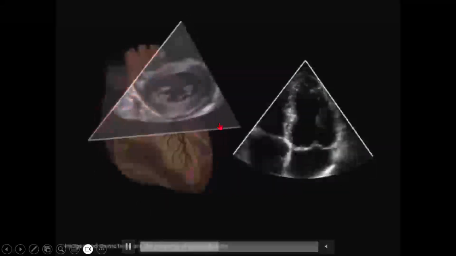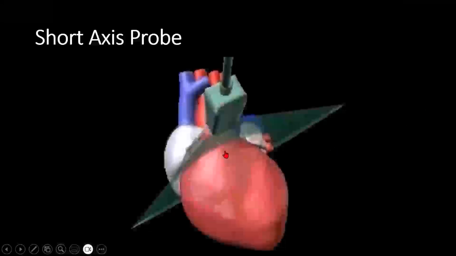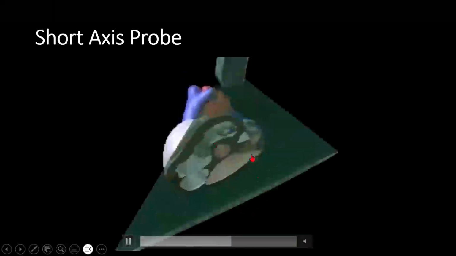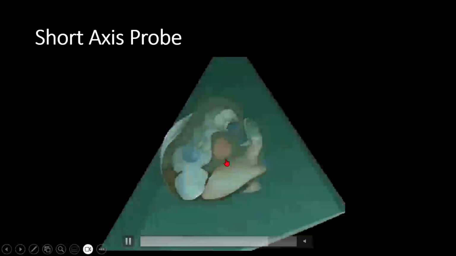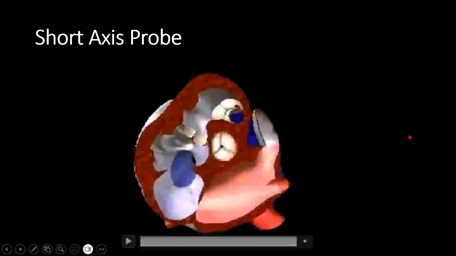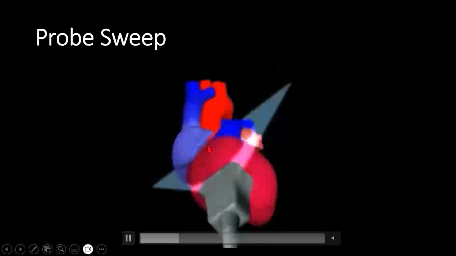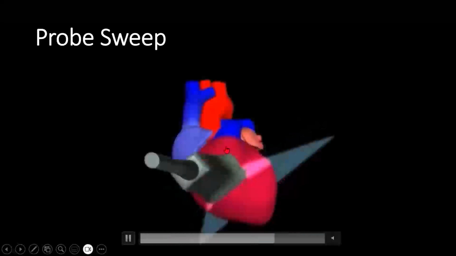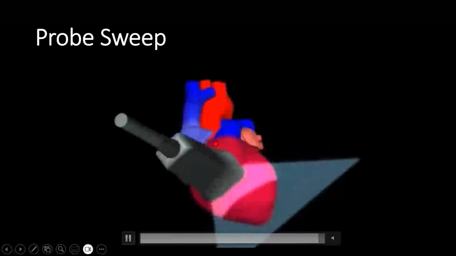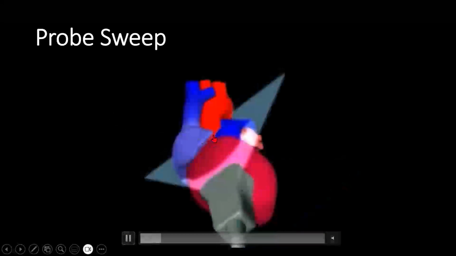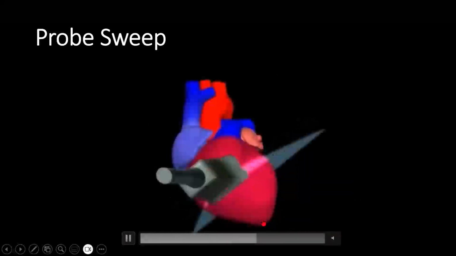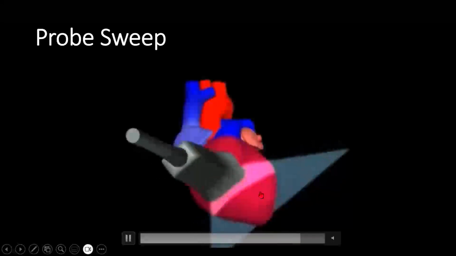This is being cut in cross section like this. Here, the heart is being cut in cross section at the base, and this is your Mercedes-Benz sign view. And then we sweep this probe from the base. This is the base of the heart, where the atria and ventricles are at the junction, and this is the root of the aorta. From there, we sweep the probe, ultrasonic waves, to the tip, apex of the heart.